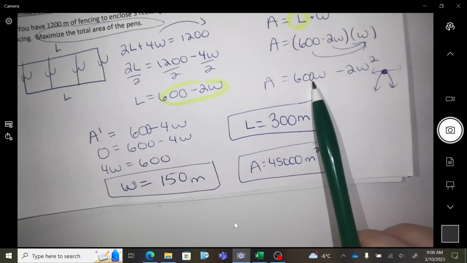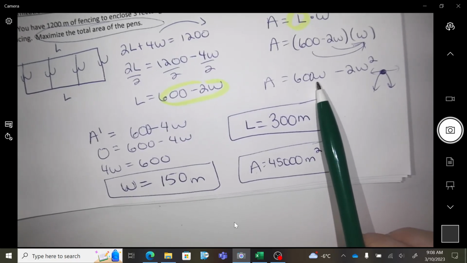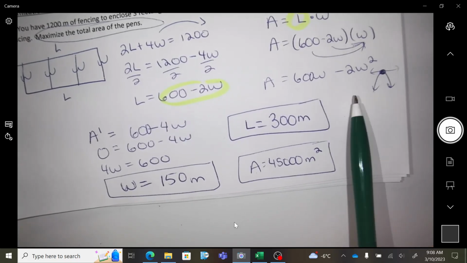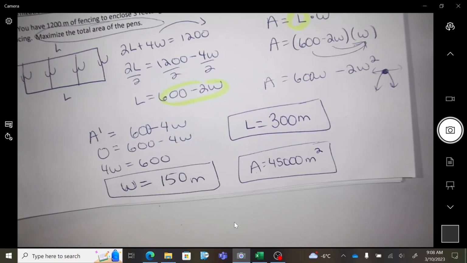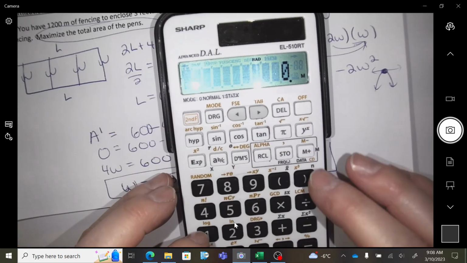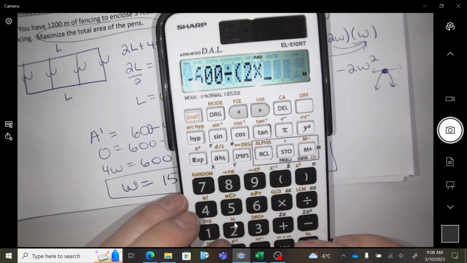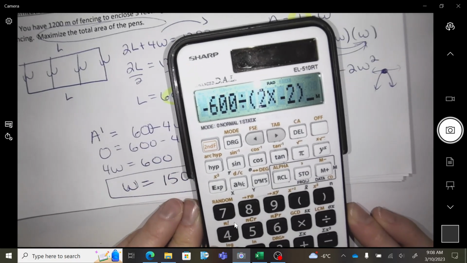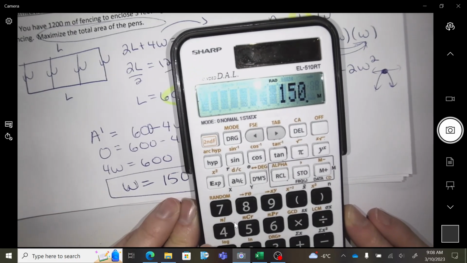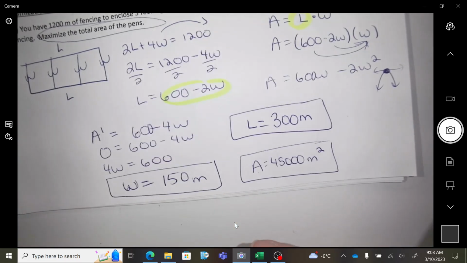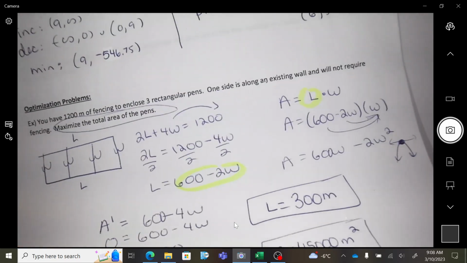So negative b over 2a also would get you 150, right? Negative b, so negative 600 divided by 2 times a. That was what we did in grade 11. So you can see how it would have been the same. Okay, but now we're using calculus.